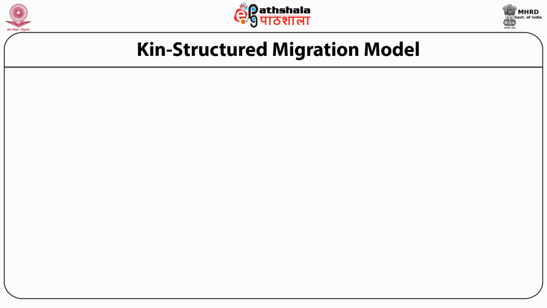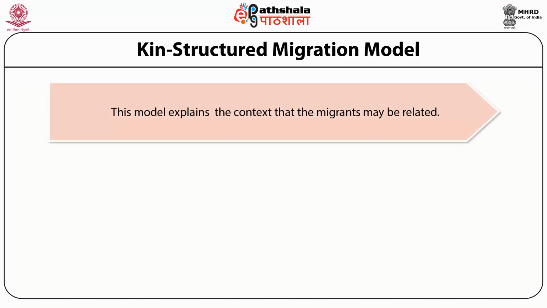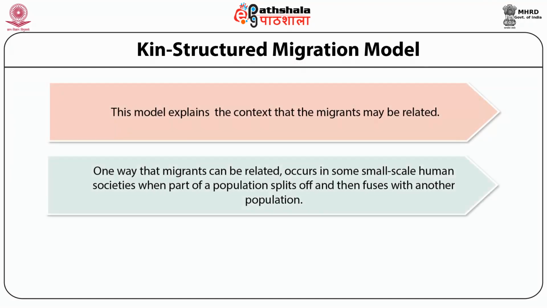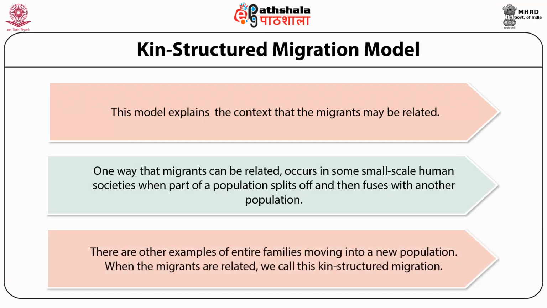This may not always be the case. In some situations, the migrants may be related. One way that migrants can be related occurs in some small-scale human societies when part of a population splits off and then fuses with another population. There are other examples of entire families moving into new populations. When the migrants are related, we call such a migration model a kin-structured migration model.